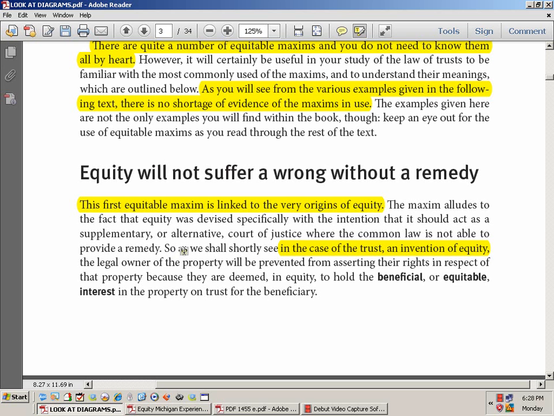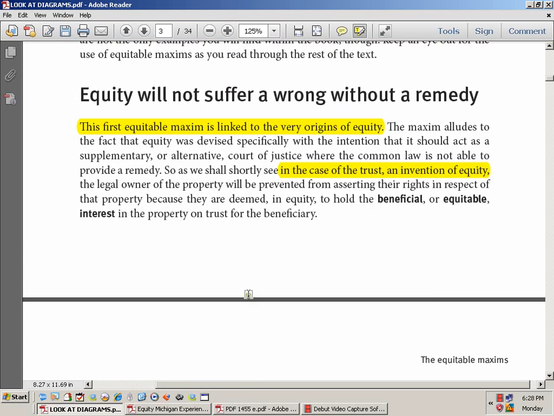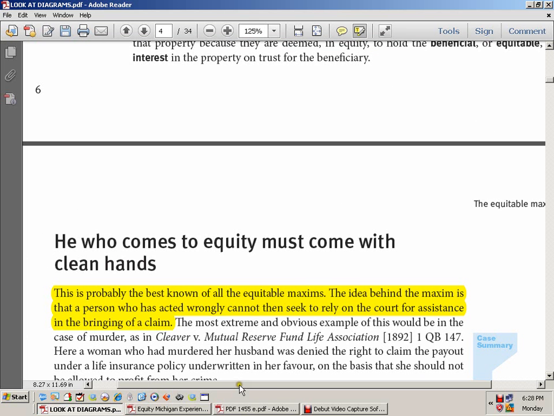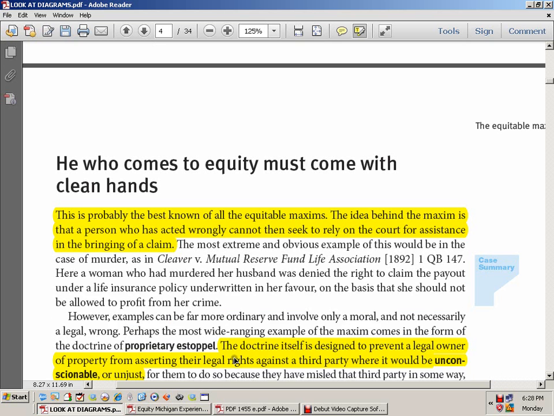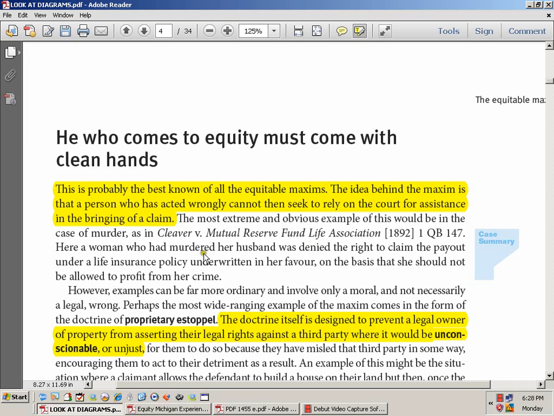So as we shall shortly see in the case of the trust, an invention of equity, right? The legal owner of the property will be prevented from asserting their rights in respect of the property because they are deemed in equity to hold the beneficial or equitable interest in the property on trust for the beneficiary. So they don't have the equitable interest, they're just holding it. They don't have the right to use it, they're just holding it for somebody else. They may be using it, but they don't have the right to it.